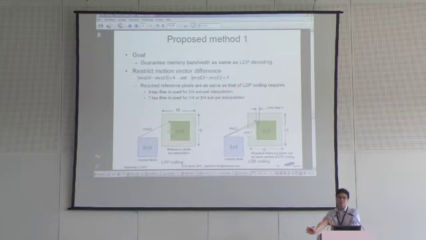So the proposed method guarantees the memory bandwidth is the same as low delay P coding, which means in the worst case the low delay B coding does not exceed the memory bandwidth of low delay P coding. If we restrict the motion vector difference horizontally and vertically to less than 4, then the required reference pixels are the same as that of low delay P coding.